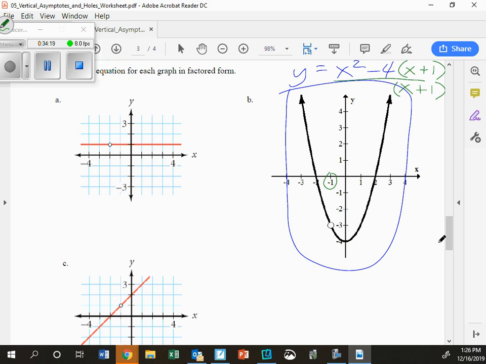Now one last thing, and if you forgot this, you'd lose 5%. It needs parentheses there. I know that seems like a small thing, but if you don't have those parentheses there, only the 4 is being times by x plus 1, and that would make it a completely different graph and wrong.